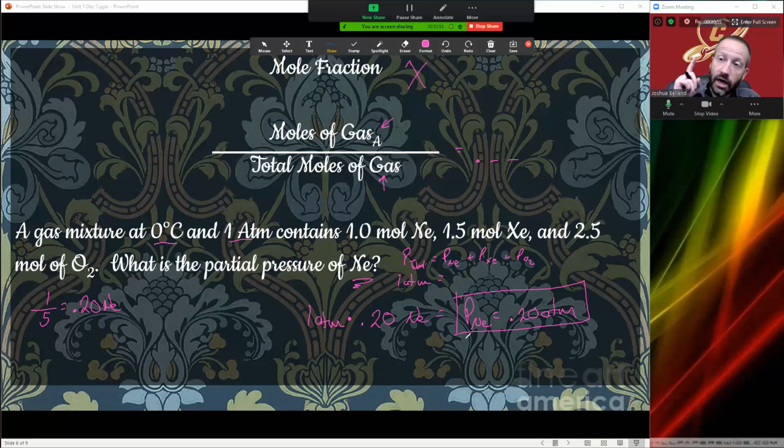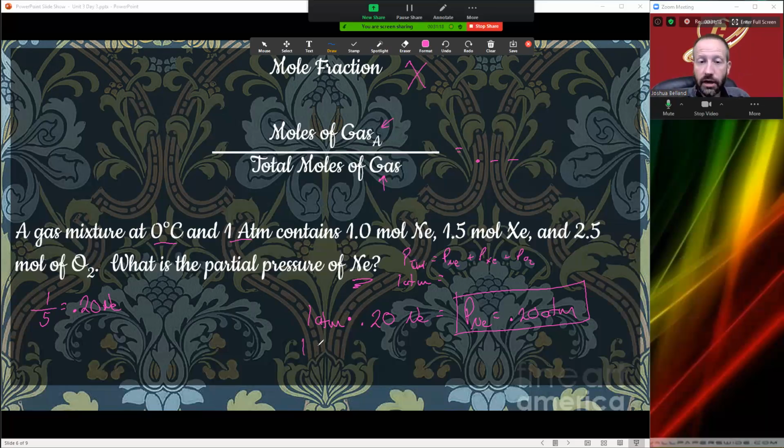So that's why mole fraction often comes into play when we're dealing with Dalton's law, because we don't know the pressures, but we do know the moles. And if I use that mole fraction and the total pressure, then we can do the work super easy right there. And in fact, we could do it for all of them.